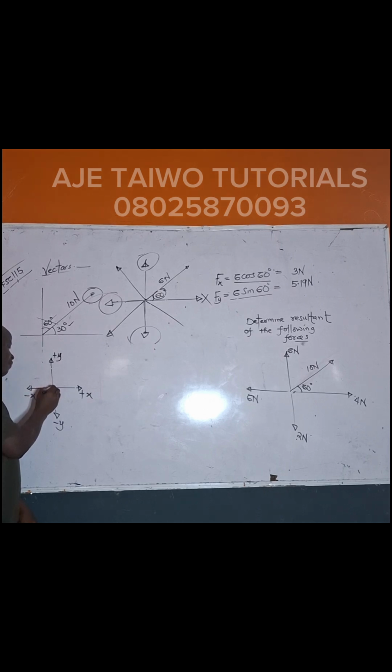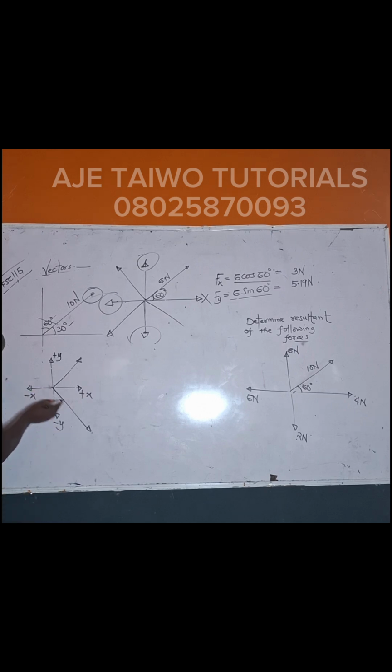If you see a force that acts like this, what do you give its X value? Plus. What do you give the Y value? Plus. Because it's in a place where both X and Y are plus. If you see a force here like this, what do you give its X value? Plus. Its Y is what? Negative.